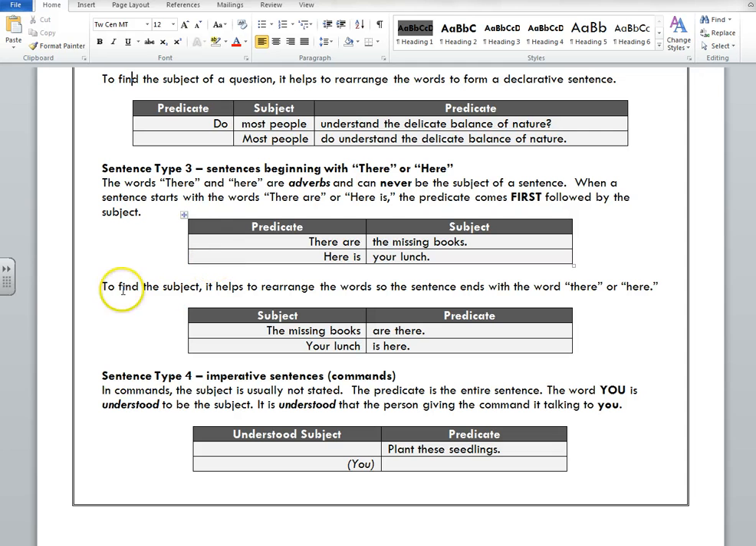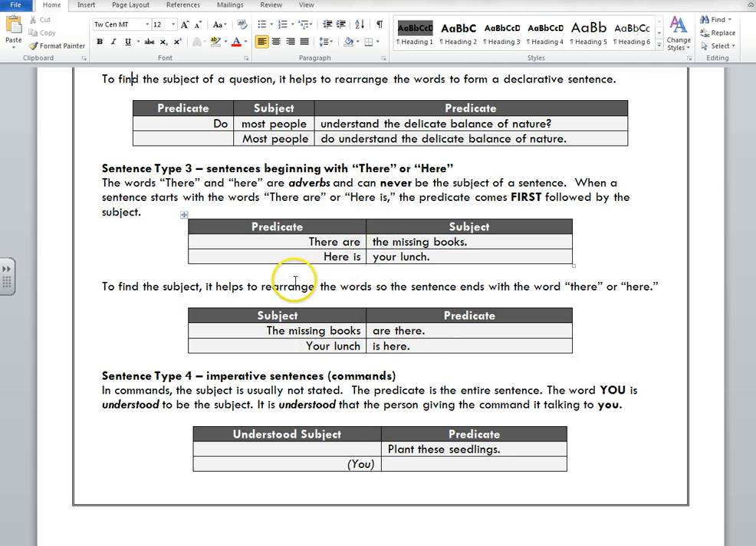Okay? You can reorder it. You can rearrange it so that it ends with the there or here instead of begins. So instead of saying there are missing books, you would say the missing books are there. Here is your lunch becomes your lunch is here, and now we have the traditional S-V division.